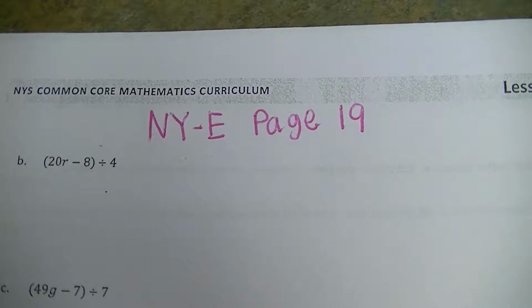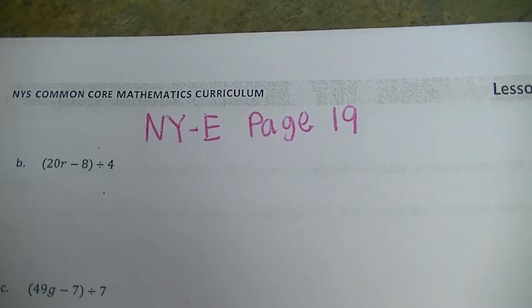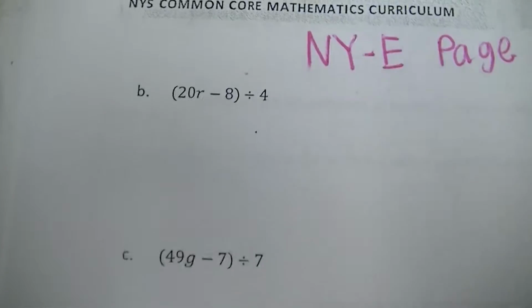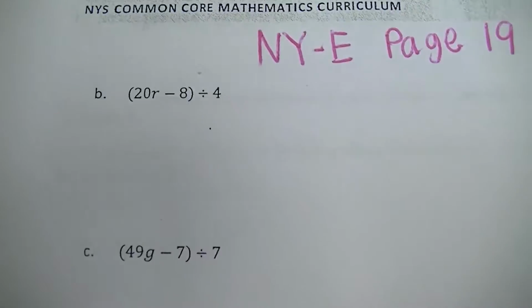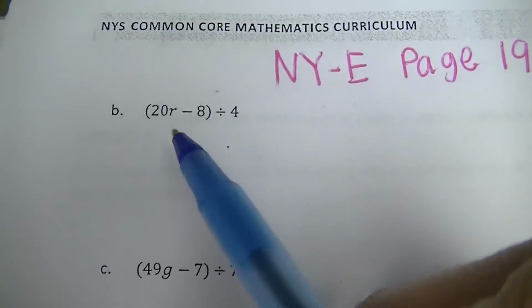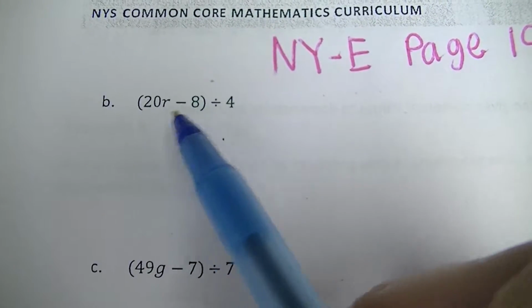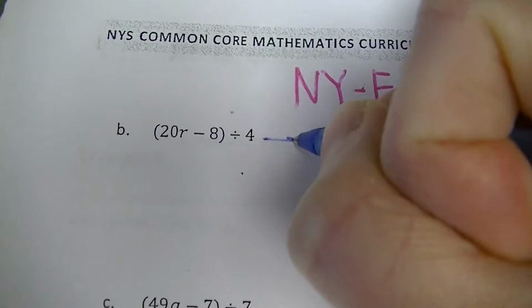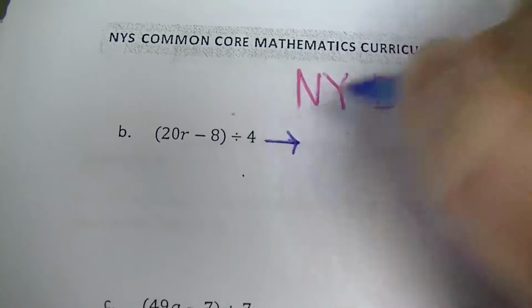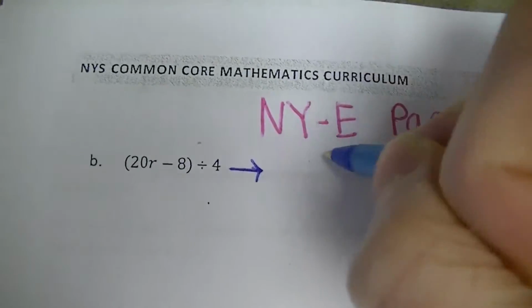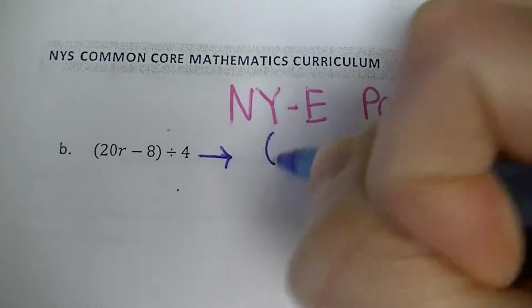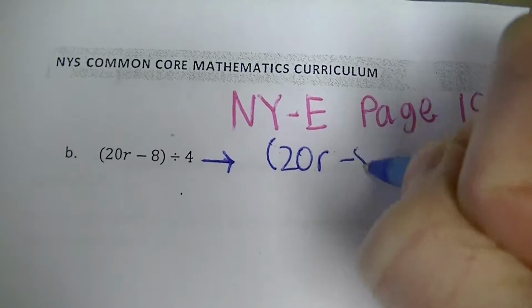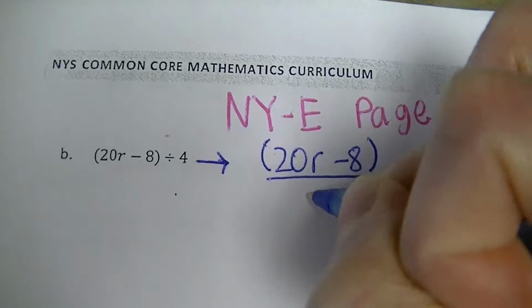This video will show you how to do the problems from your math book on page 19. So for the first problem on this page, it shows that you have to take this quantity of 2r minus 8 and divide that quantity by 4. The way that I would recommend to rewrite this to help make it more clear would be like this: 20 times r minus 8 divided by 4.